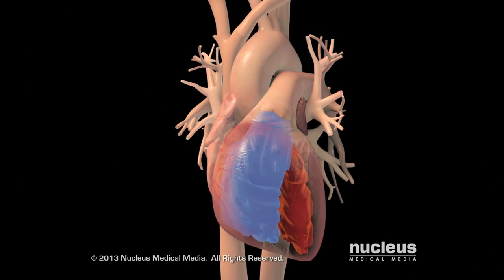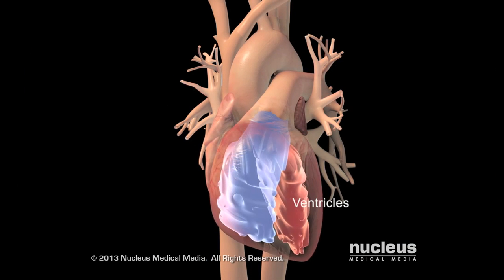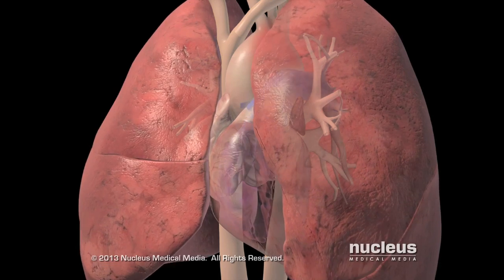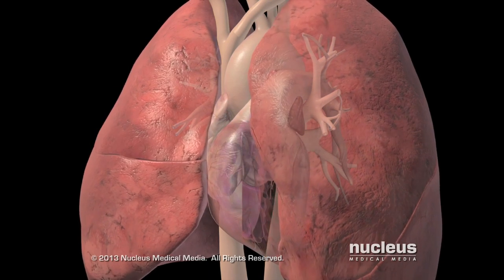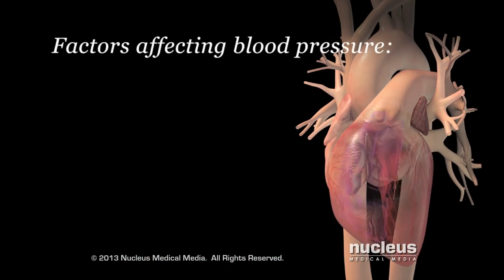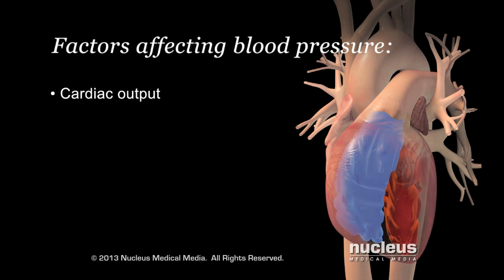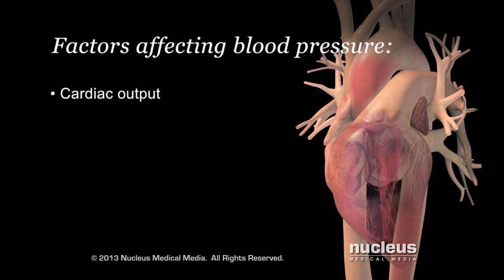In your heart, two chambers, called ventricles, contract with each heartbeat to push blood to your lungs and through your arteries to your body. As blood flows through them, three main factors affect the pressure on your artery walls. The first is cardiac output, or the amount of blood your ventricles push out of your heart each minute. Your blood pressure goes up as cardiac output increases.